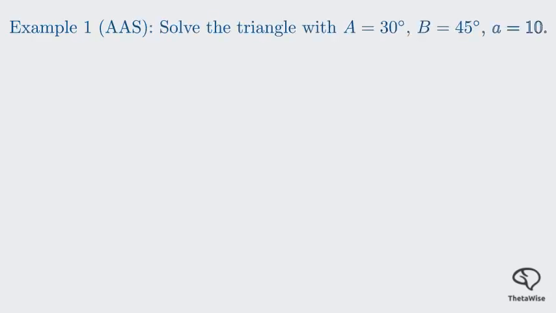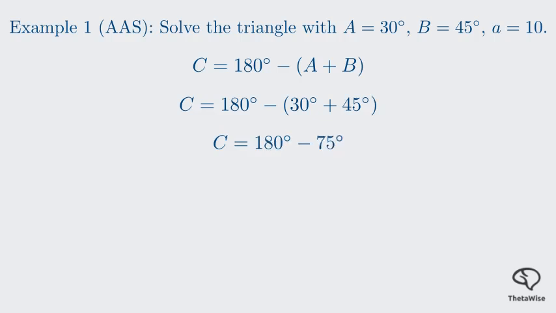Let's work through our first example. We'll solve an AAS triangle. Imagine a triangle where angle A is 30 degrees, angle B is 45 degrees, and the side opposite angle A, side a, is 10 units long. Our goal is to find the remaining angle, C, and the remaining sides, b and c. First, let's find angle C. We know that the angles in any triangle add up to 180 degrees. So angle C is 180 degrees minus the sum of angles A and B. That's 180 minus (30 plus 45), which gives us 105 degrees. We found our first unknown.